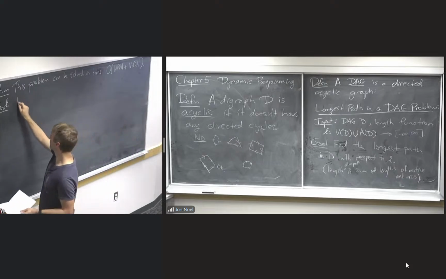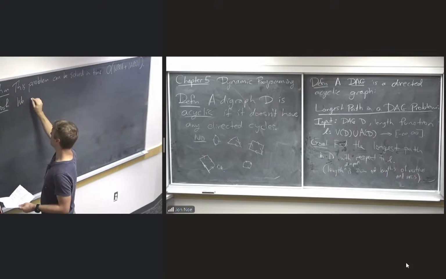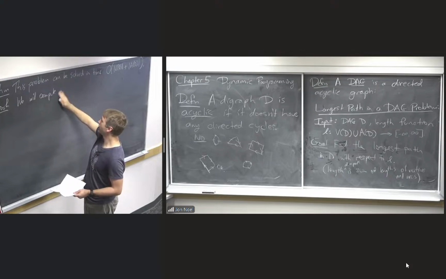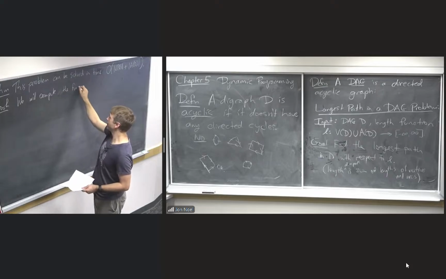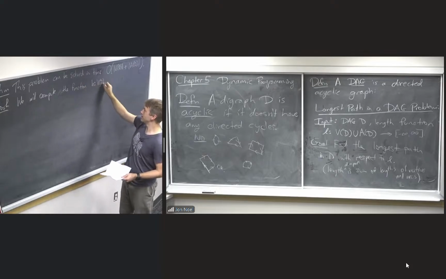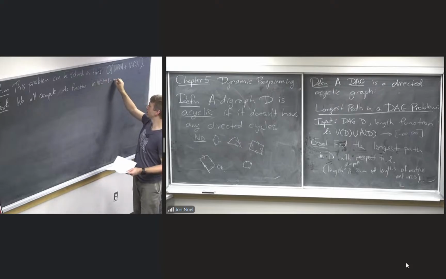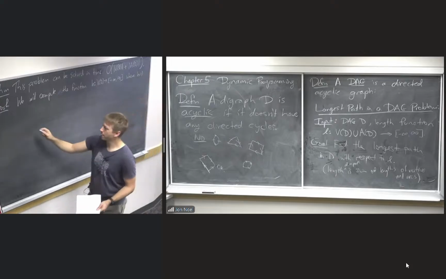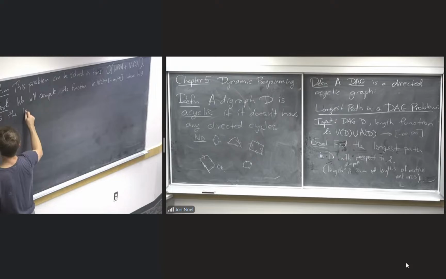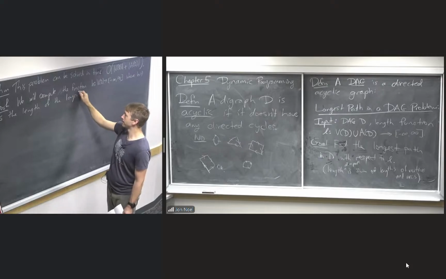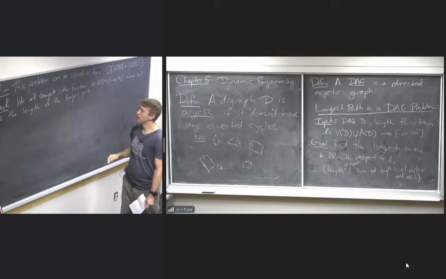So we will compute the function, let's say h, from the vertices to negative infinity to infinity, where h of v is the length of the longest path that ends at v.